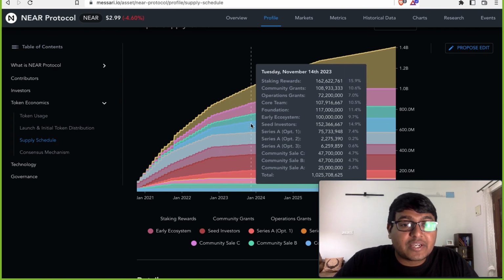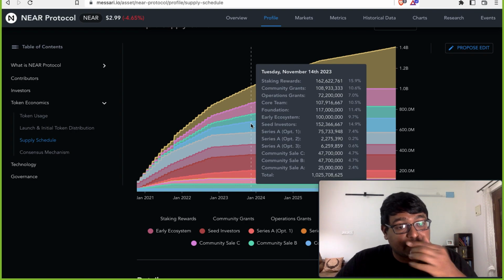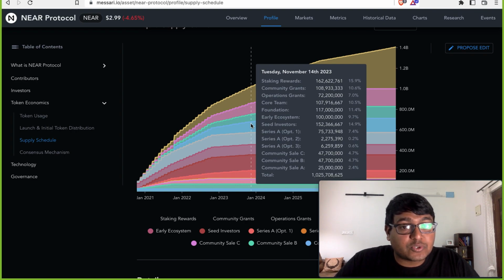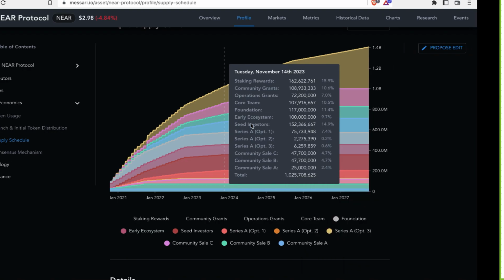their investment. And if you look at percentages, that's a pretty good percentage, right? If you look at seed investors, that's about 15%, and Series A investors about 7%. So you have at least 25% which are sitting with investors, and that could actually come out. And there is early ecosystem and foundation, core team, etc., who also have a lot of tokens. So you can say more than 40% is with people who would want to sell in the next few years.